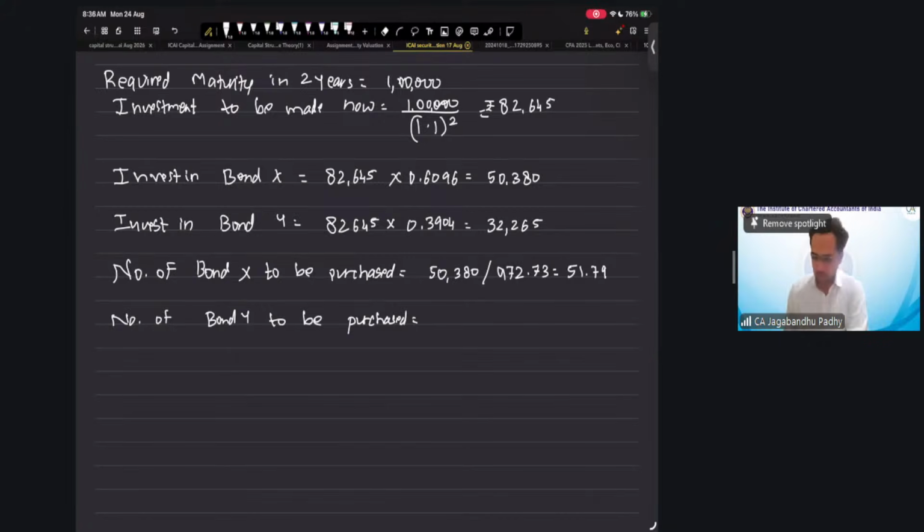And the number of bond Y to be purchased is 32,265 divided by the bond Y value, which is 936.52. So that gives us the number of bonds as 34.45.